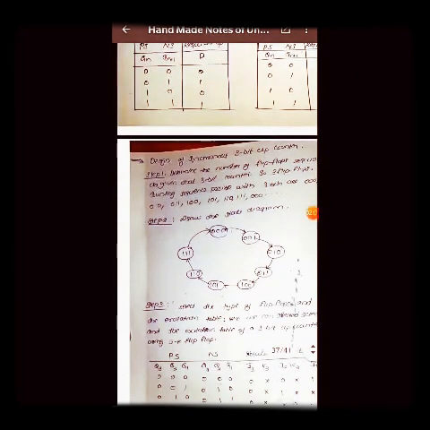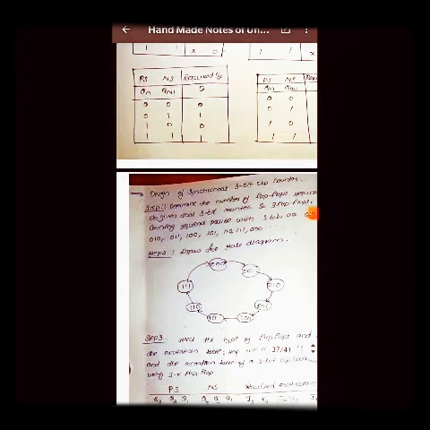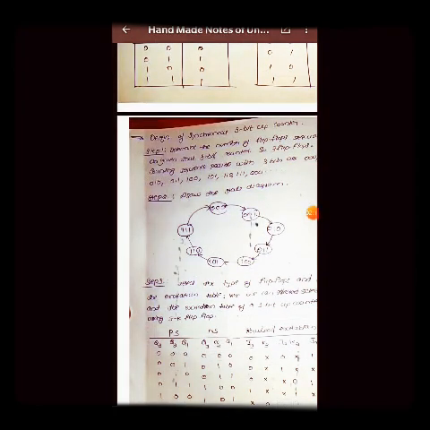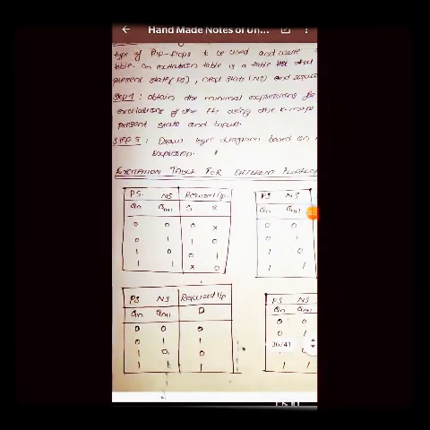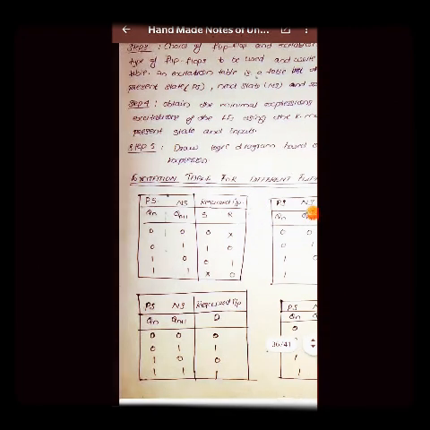First of all, we need to make this excitation table. This is the question: draw a state diagram, and draw a synchronous counter for this diagram. In this excitation table, PS is the present state, NS is the next state, and this is the required input. Qn and Qn plus 1: Qn plus 1 is the next state, and PS is the current state. S and R are inputs, corresponding to the outputs, and Qn and Qn plus 1 are basically inputs.